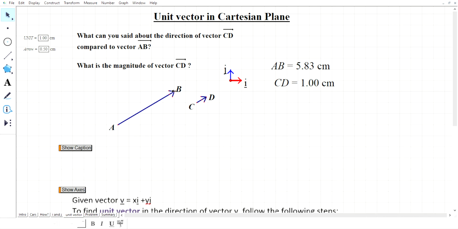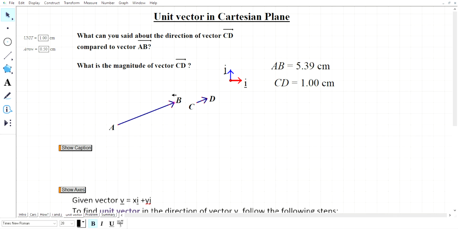Now look at the following vectors. Vector AB. Compare vector AB with vector CD. What can you say about the direction of vector CD compared to vector AB? Yes, they are always in the same direction.